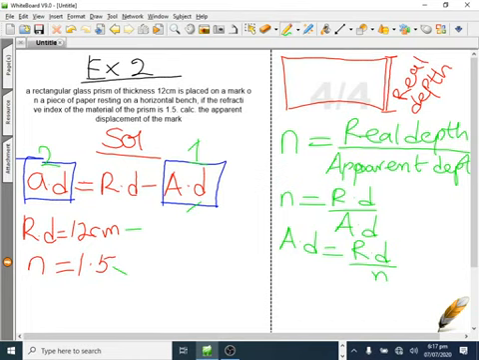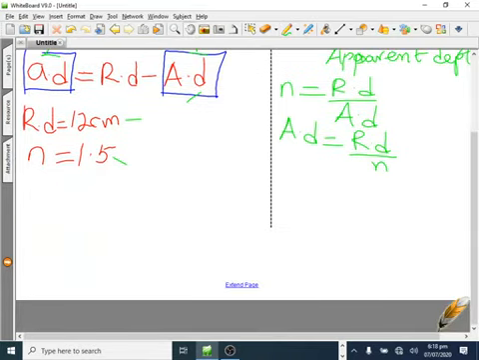I don't think I'm too fast here. I think we can all understand this. The only thing I did here was to make our apparent depth the subject of the formula, and I'm sure you are familiar with that from your mathematics. So definitely let's move on.